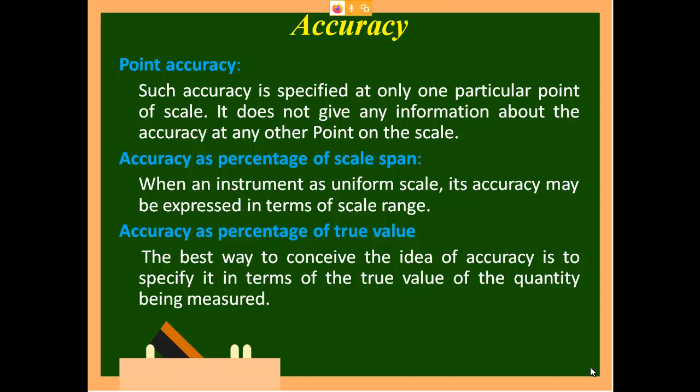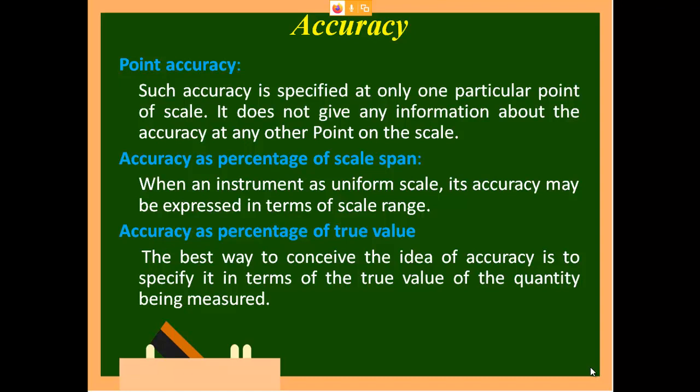It does not give any information about the accuracy at other points on the scale. So if you go and buy a point accuracy voltmeter, they will say it is for 230 volt or 415 volt, and it will show a very accurate value only for that particular voltage. No specification will be given for the accuracy at other points. So that is the first one.